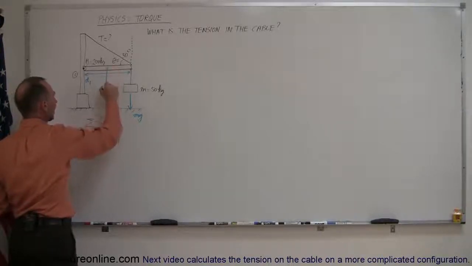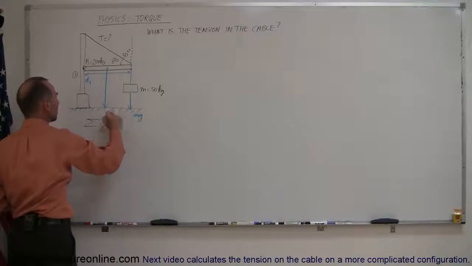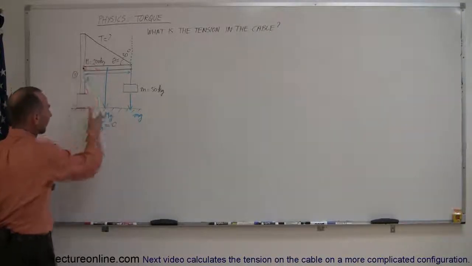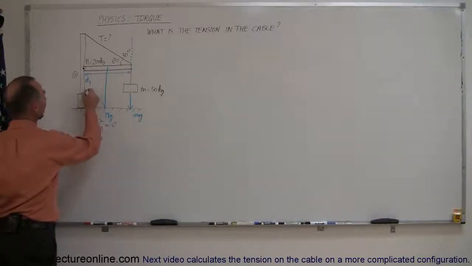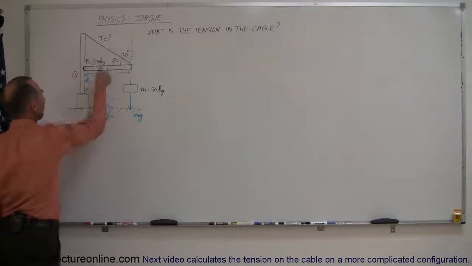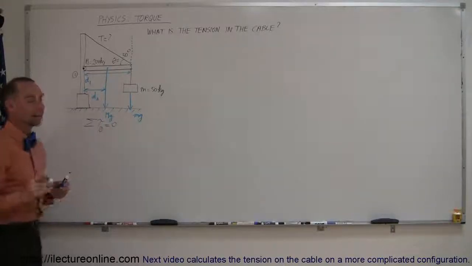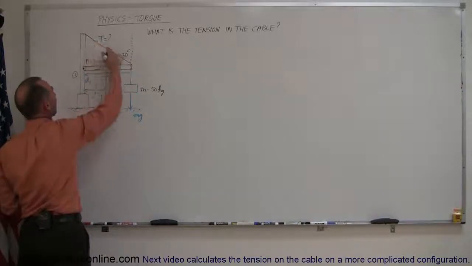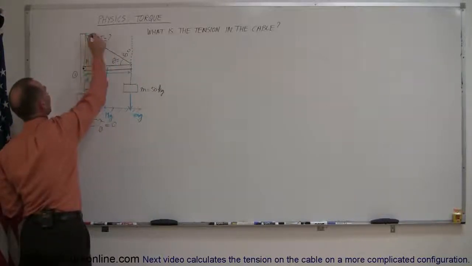like this, and we have a big mg, which is the weight of the beam, acting through the center mass of the beam, and the distance from that line of action of that force to the pivot point, I can call that d2. And then finally, we have a third force here, which is the tension in this cable right here, which pulls in this direction.